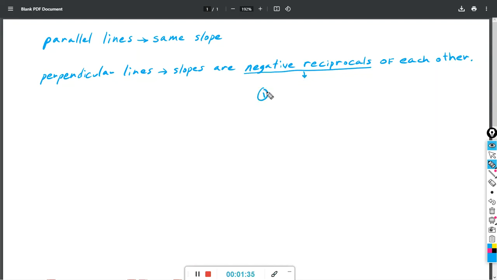The first step is to invert. You invert the fraction, okay? I like to say flip it. And the second step is to change the plus minus sign. Okay?